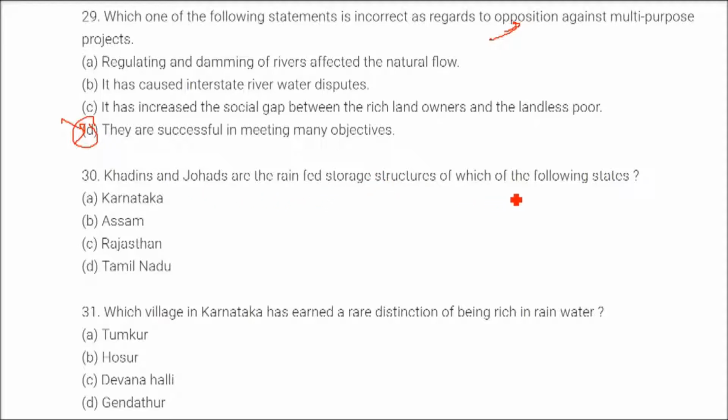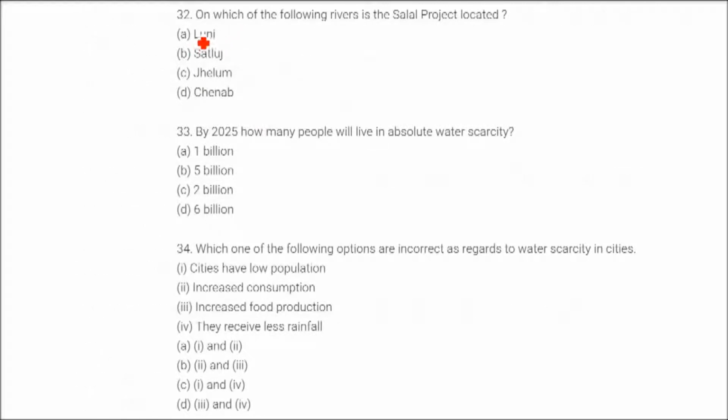Khadins and Johars are the rain-fed storage structures of which of the following states? It's Rajasthan. Which village in Karnataka has earned the rare distinction of being rich in rainwater? It's Gendathur, near Mysore. On which of the following rivers is the Salal project located? The answer is Chenab. By 2025, how many people will live in absolute water scarcity? And the answer is 2 billion.